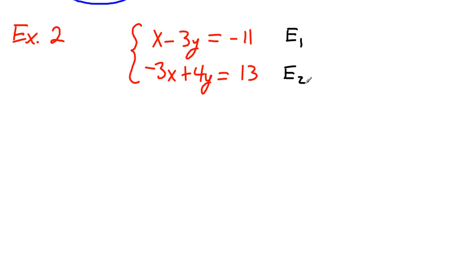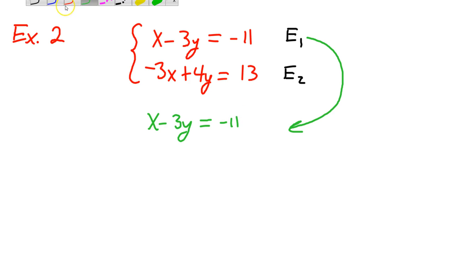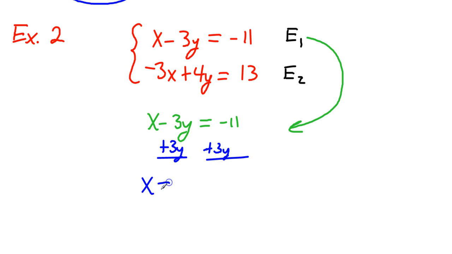Okay, so the difference on this one is you don't have x or y by itself, but you can take equation 1 because it has an x by itself, it's just x there. All we've got to do is get the x by itself, so if we take equation 1 and rewrite it, then one small step will get us there. So if you've got x minus 3y equals negative 11, you can just add the 3y to both sides. So you've got x would equal 3y minus 11.